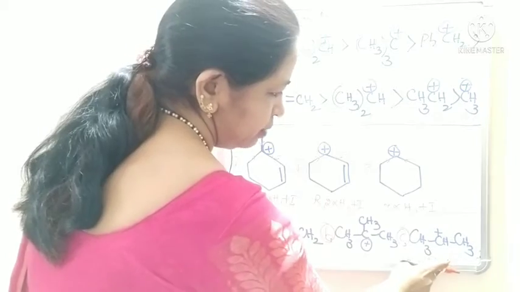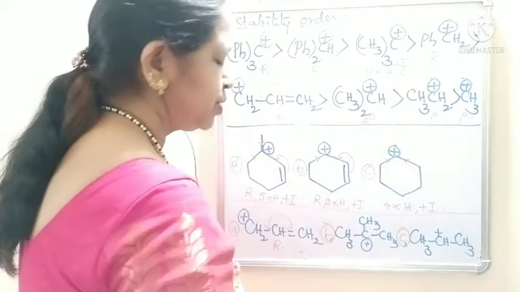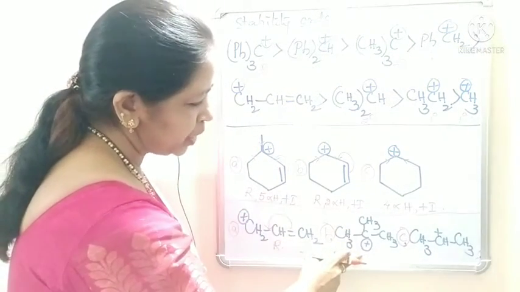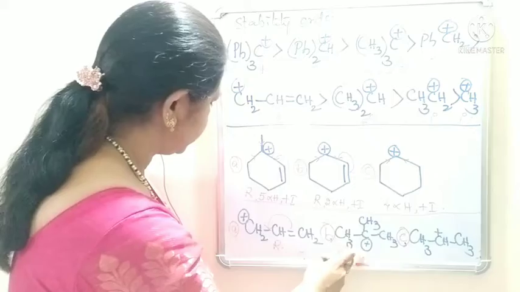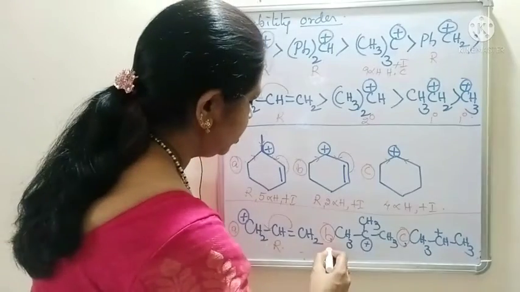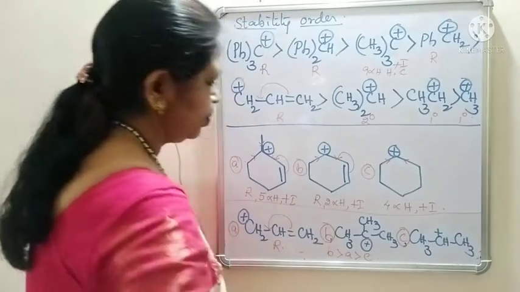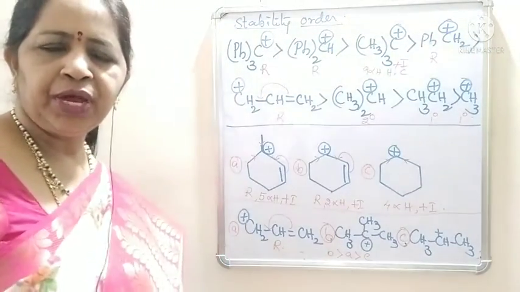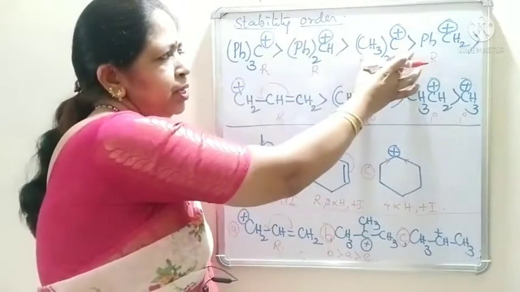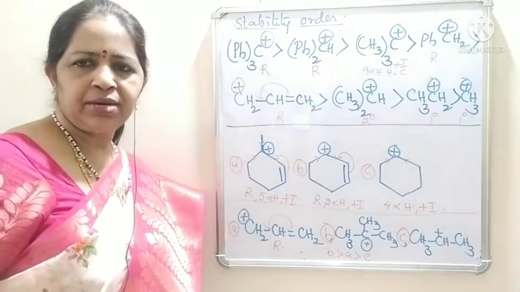And in the third one, 2 methyl groups and 6 alpha hydrogens. So the stability order will be, B is more stable than A, which is more stable than C. The order is B greater than A greater than C. Okay students, so we have to consider the three factors and the stability order. This is an anomaly which you have to keep in mind while assigning the stability order.